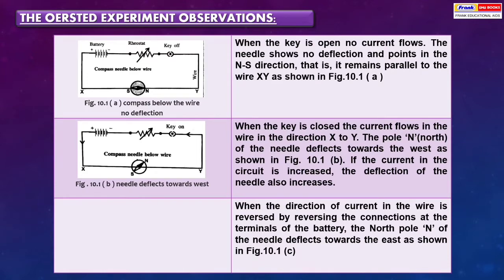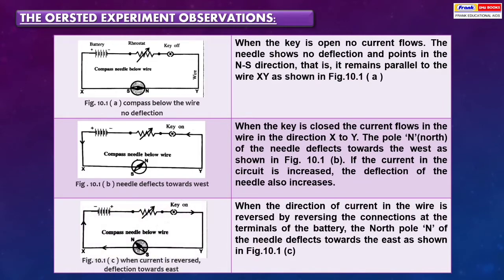If the current in the circuit is increased, the deflection of the needle also increases. When the direction of current in the wire is reversed by reversing the connections at the terminals of the battery, the north pole end of the needle deflects towards the east as shown in the figure.